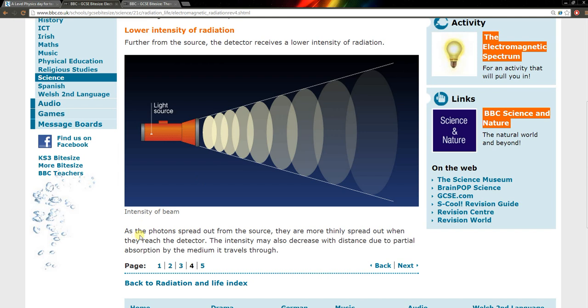In particular, it says here, as the photons spread out from the source, they are more thinly spread by the time they reach the detector. So I can imagine putting my detector or my LDR in the middle of one of these light patches. When it's close, the light is intense. When it's further away, the light is less intense. Okay, so it doesn't mention LDRs here, but it helps me with my explanation. I could include it.